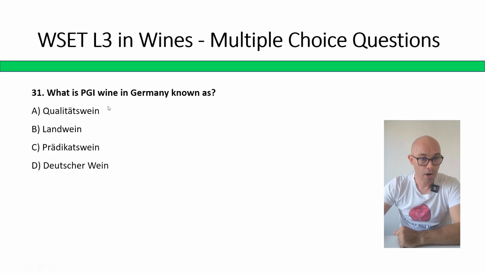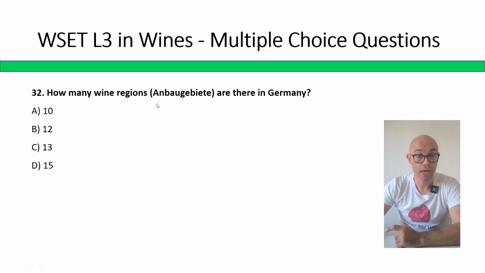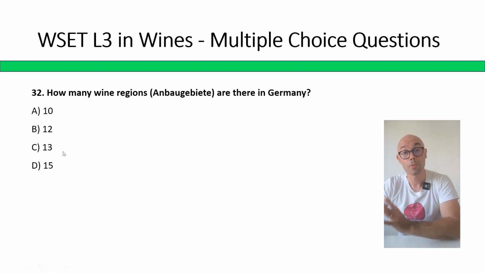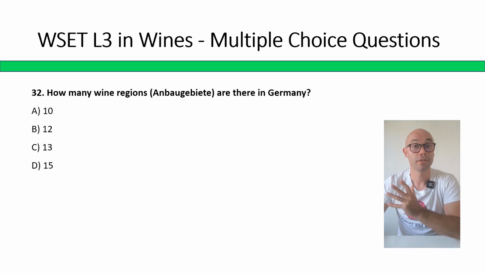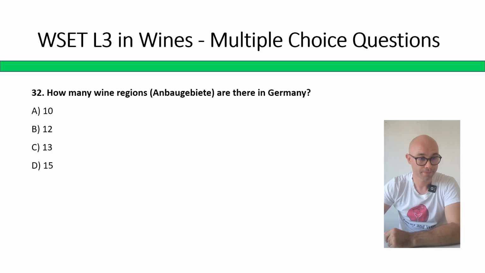What is a PGI wine in Germany known as? Qualitätswein, Landwein, Prädikatswein, Deutscher Wein. The correct answer is B, Landwein. Deutscher Wein is a wine without geographical indication. How many wine regions, also called Anbaugebiete, are there in Germany? 10, 12, 13, 15. The correct answer is C, 13. There's 13 Anbaugebiete or designated wine regions.